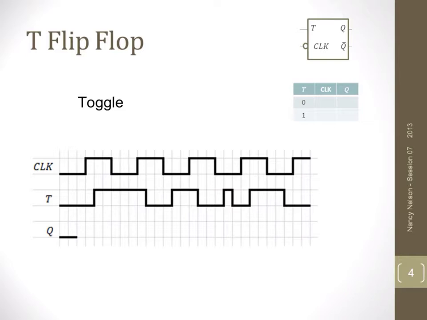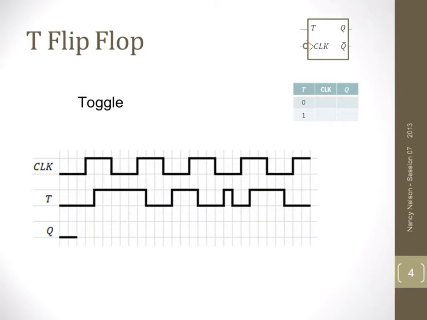And it's a kind of a neat little device. You can see its symbol over here. Again, clock driven. Oh, we're missing the little triangle there. There should be one there, so let's put that in. Any flip-flop, you're going to see that triangle. Our input is T for toggle.